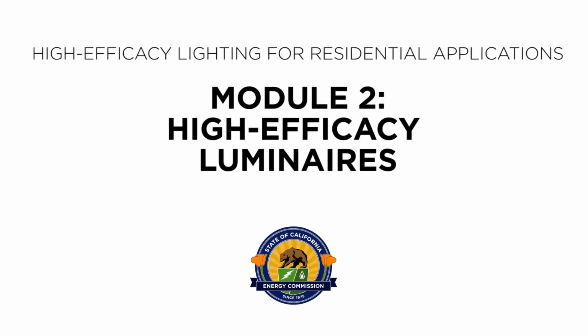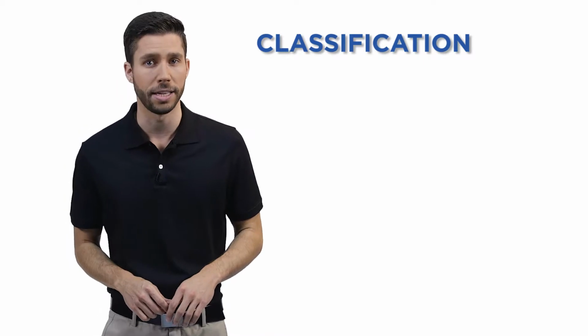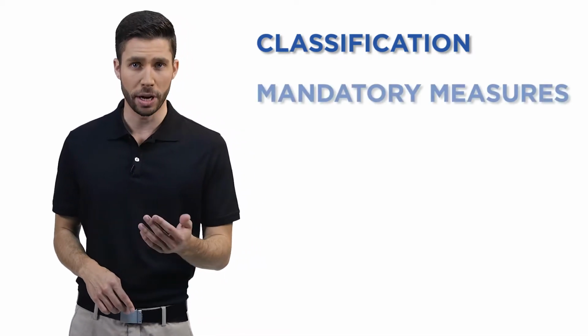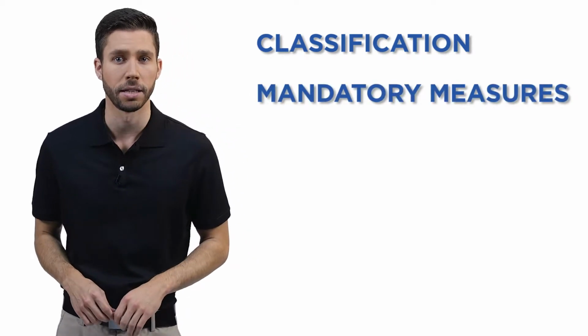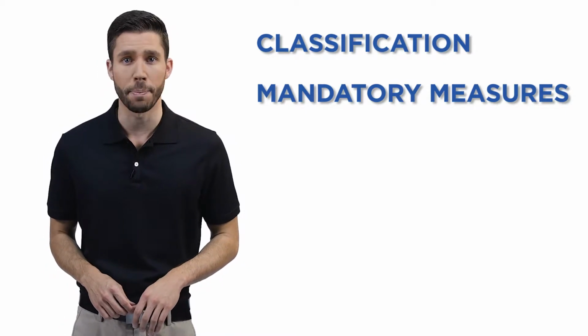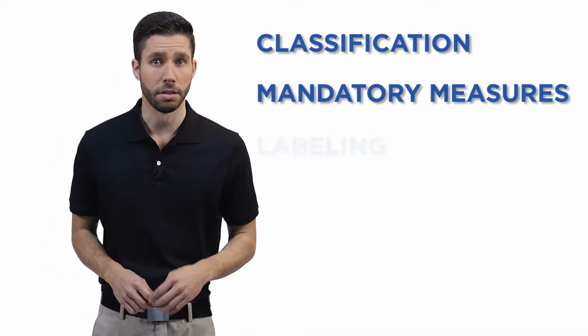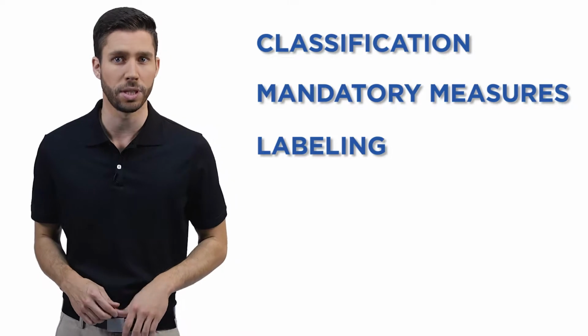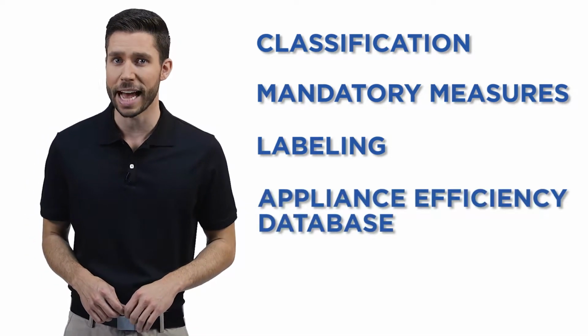Welcome to Module 2 of the High-Efficacy Lighting for Residential Applications video series. This module will provide an overview of the high-efficacy lighting requirements contained in the 2016 Energy Standards. In this module, we'll go over the types of light sources classified as high-efficacy, the mandatory measures for high-efficacy lighting, an overview of Reference Joint Appendix JA8, labeling for high-efficacy light sources, and the Appliance Efficiency Database.